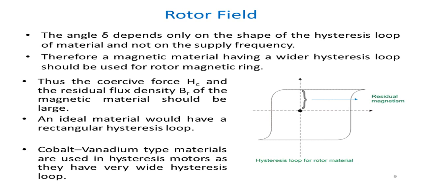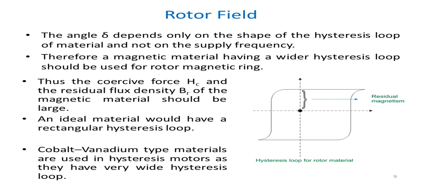Therefore, a magnetic material having a wider hysteresis loop should be used for the rotor magnetic ring. Thus, the coercive force Hc and the residual flux density Br of the magnetic material should be large. As shown in this diagram, the vertical component of this BH curve from the center is the residual magnetism. It means that during magnetization and demagnetization, some flux density persists, and that is called residual magnetism.